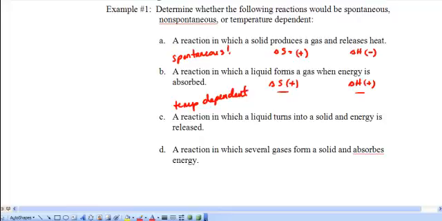In letter C, a reaction in which a liquid turns into a solid. Well, that's not favorable because you're creating order, and that is energetically not a favorable situation. But energy is released, so delta H is also negative. So you have the enthalpy is favorable, the entropy is not. Again, temperature dependent.